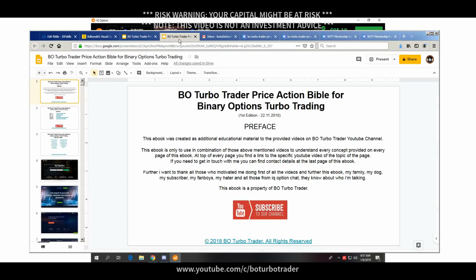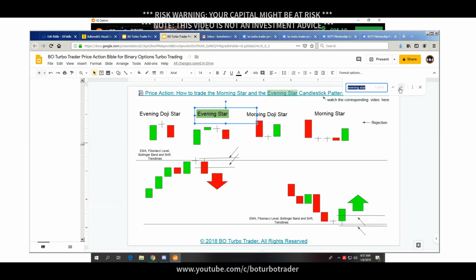Now we are going to start. I have opened here the BOTT price action Bible. I will search for the evening star. That's so easy, you can do this too. Opening the BOTT price action Bible and searching for a keyword. I type here evening star, and then we are going to see what the evening star is telling you.